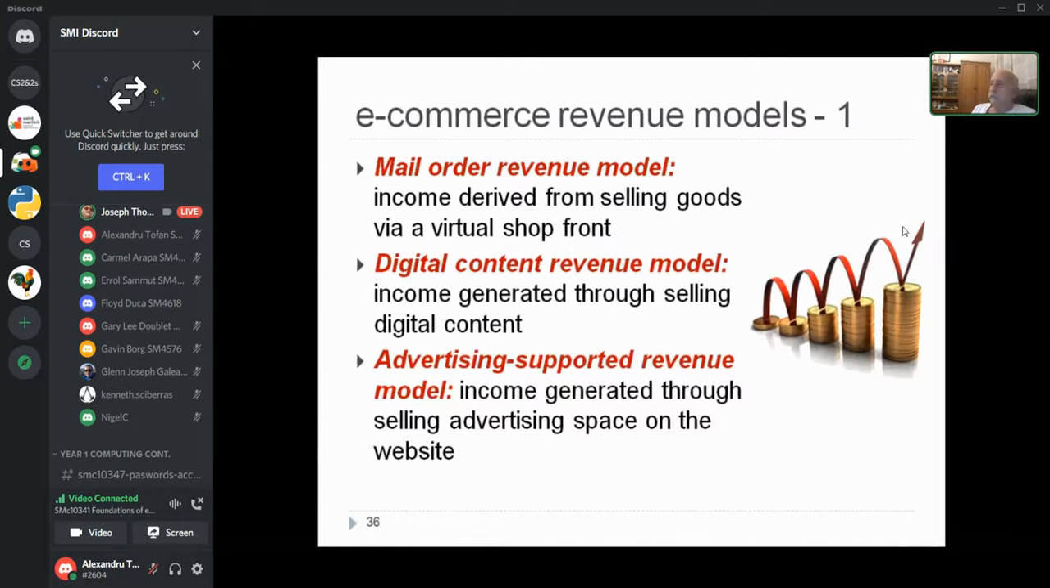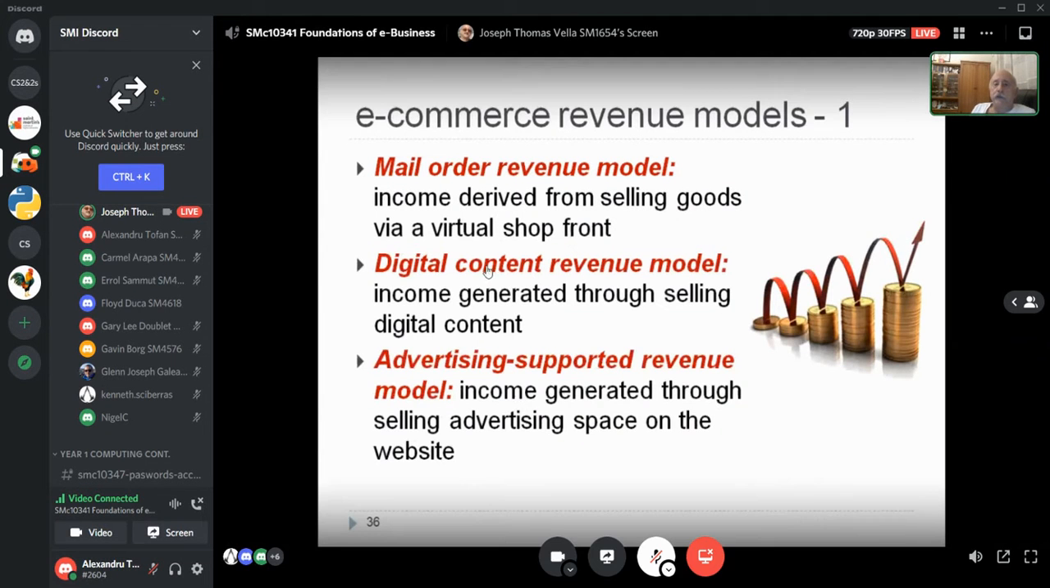A digital content revenue model, we generate income through selling digital content. News, for example. Sometimes we'll find digital content sites, right, selling news about a particular football club, for example. Right, so the fans for that football club will go to that site to get information about what the team is doing, about individual players, about matches. Right? And normally the revenue there is by selling the digital content. You have to be subscribed in order to be able to look into that content to get that information.